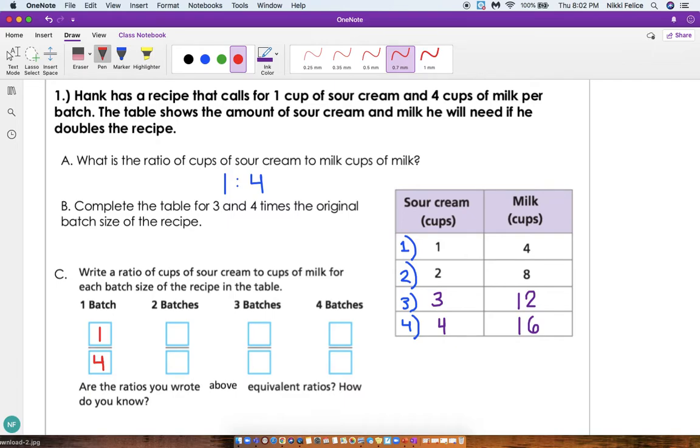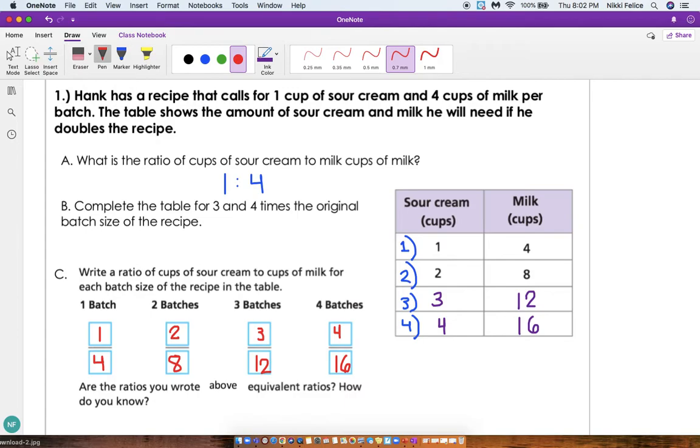2 batches of the recipe would mean 2 cups of sour cream and 8 cups of milk. 3 batches would be 3 cups of sour cream and 12 cups of milk. 4 batches would be 4 cups of sour cream and 16 cups of milk. So there are our 4 ratios.